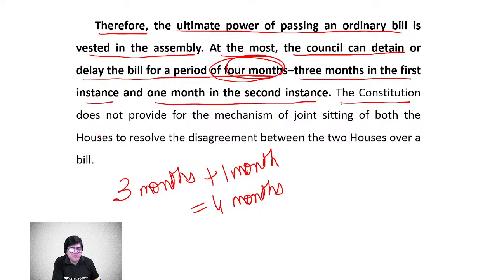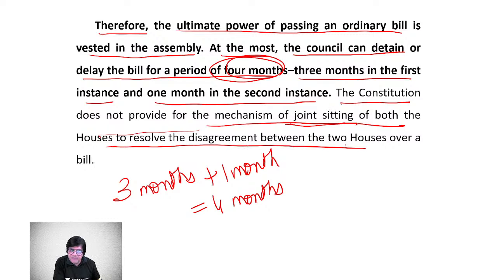And the Constitution does not provide for any mechanism of a joint sitting of both the houses to resolve any disagreement between the two houses over a bill. See, there is a provision of joint sitting insofar as Parliament is concerned, the two houses of Parliament. If there is a conflict between Lok Sabha and Rajya Sabha, then there is a provision under Article 108 for joint sitting, right? But no such corresponding provision for joint sitting is existing in the Constitution in the case of state legislature, because the will of the assembly prevails eventually.